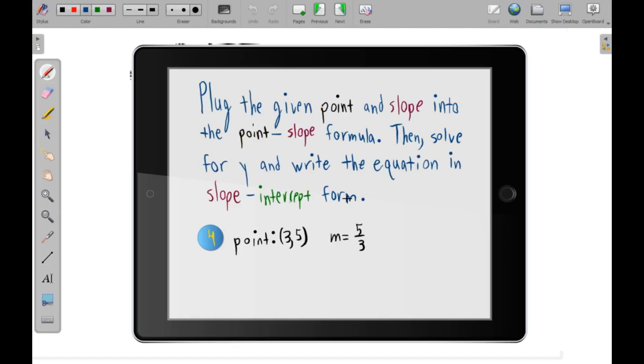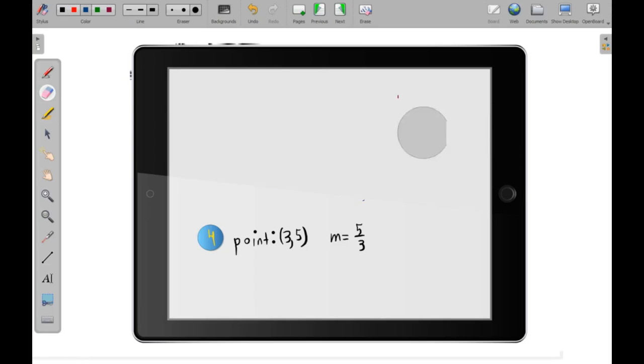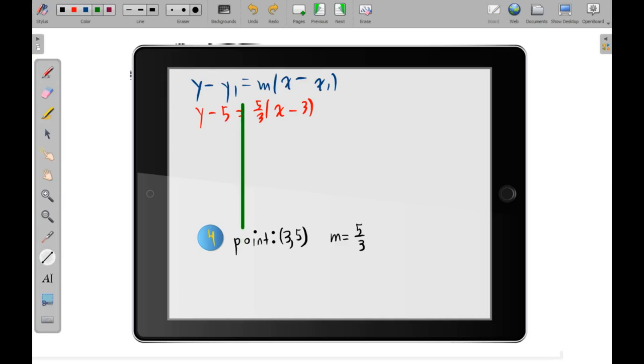So, okay, for this one we have 0, 5, and our slope is 5/3. So y minus y1 equals m times x minus x1. I encourage you to just keep writing this formula so it's just like etched in your mind. So we have y minus 5 equals 5/3 times x minus 3. Okay, so we have some parentheses multiplication to take care of, and we're going to draw our line so we can stay neat.